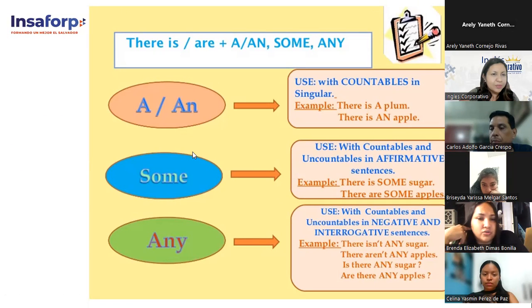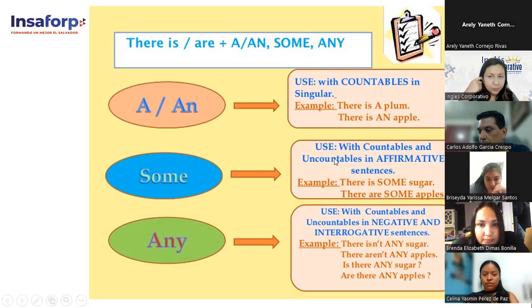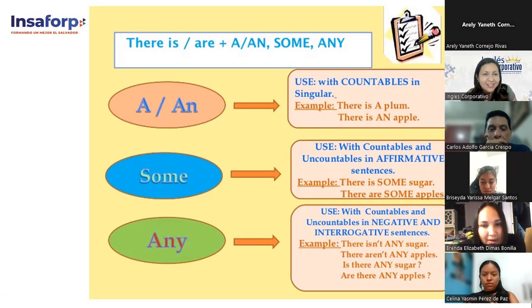Let's see. Brenda Dimas, the next, please, with some. Excuse me, is it to read it or to give an example? Read. Use with countable and uncountable in affirmative sentence. Example, there is some sugar, there is some apples. Very good. Thank you, Brenda. And the last, Amy. Sugar. Selena, yes. Some apples.